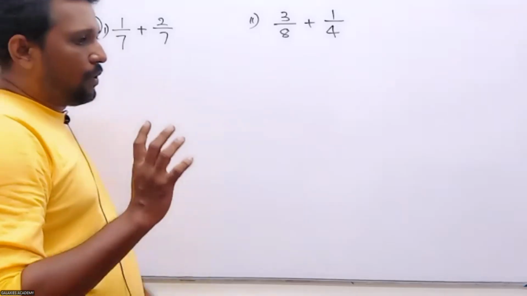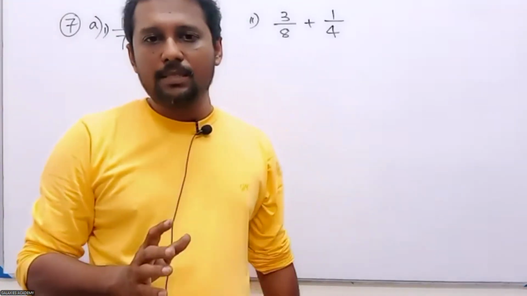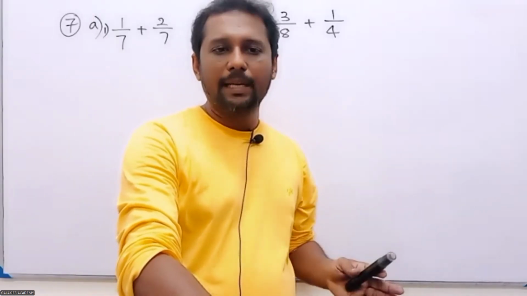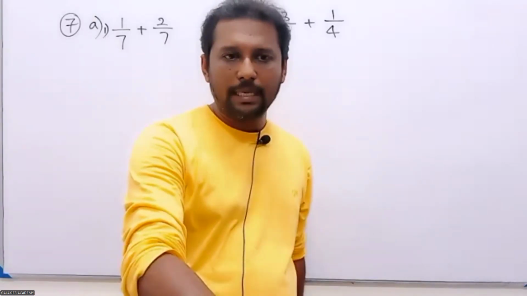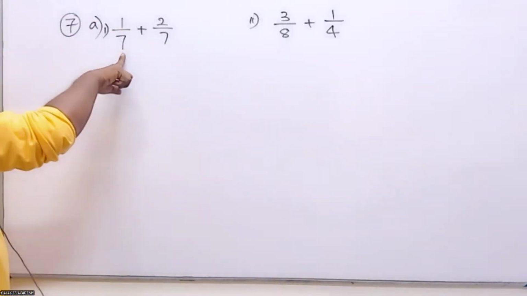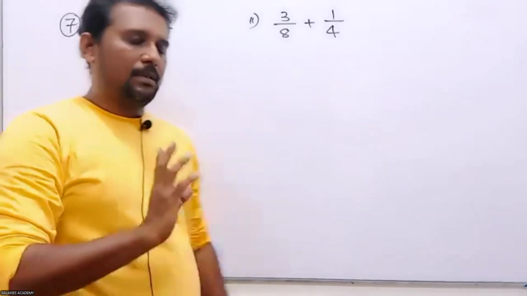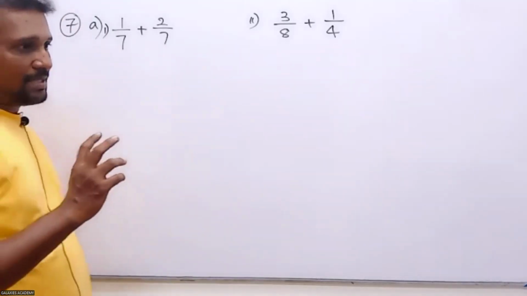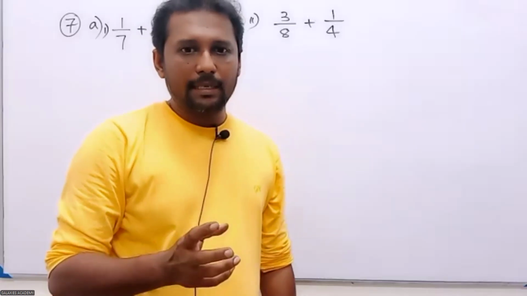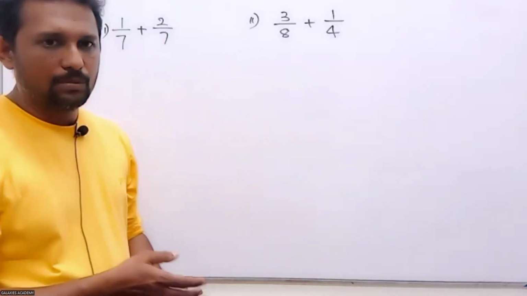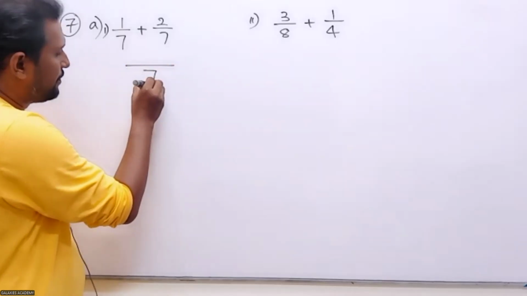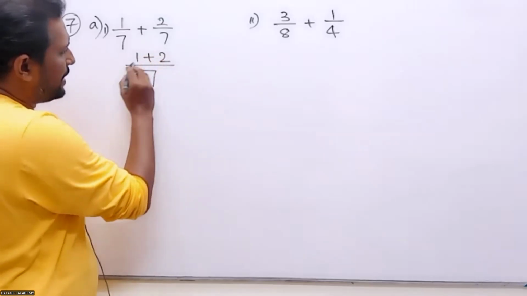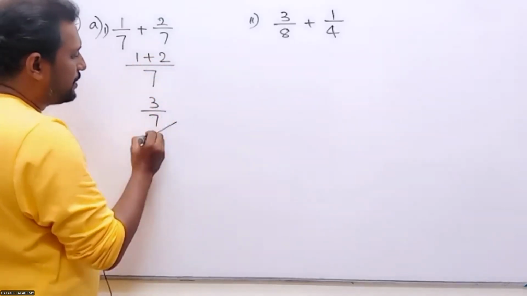Look at, if you want to add two fractions, both fractions should have the same denominator, right? Look at this one, denominator 7, this one denominator 7, right? It is no problem, we can add, right? If the two fractions have the same denominator, your answer denominator should be the same value. Same value means 7. Then you have to add these two numerators, 1 plus 2. So what is the answer? 1 plus 2 is 3. 3 over 7.